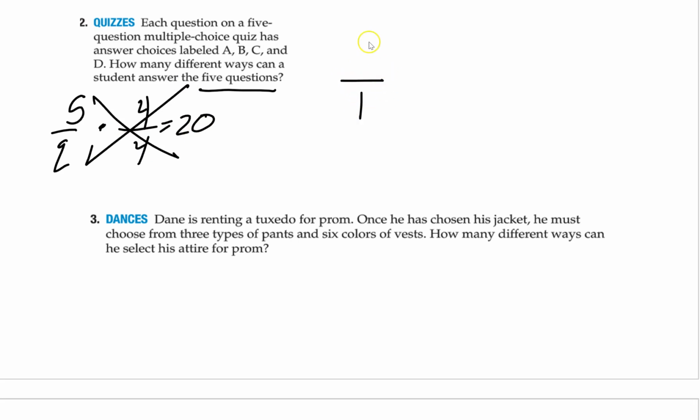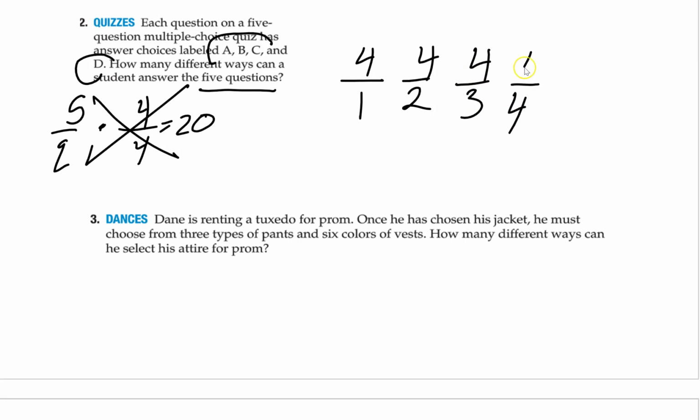Remember how a multiple choice quiz works? On question 1, how many different options do you have? I have 4 different options. On question 2, how many different options do you have? You have 4. Question 3, same idea. Question 4, same idea. Right? For each question you have 4 options. You're going to multiply these together.